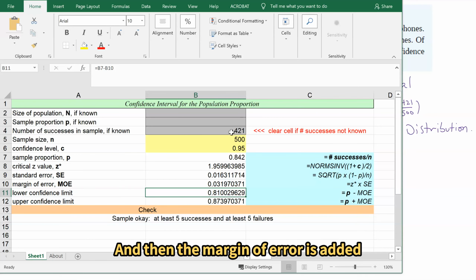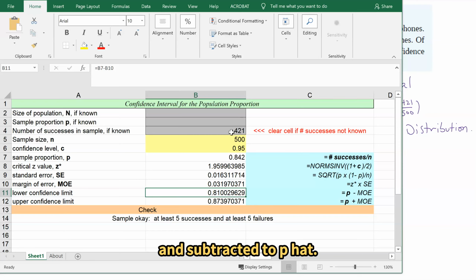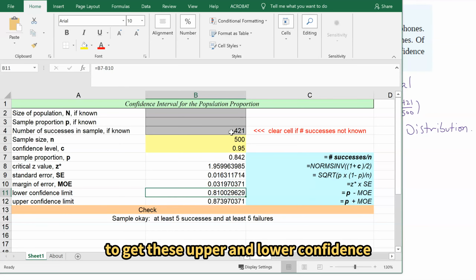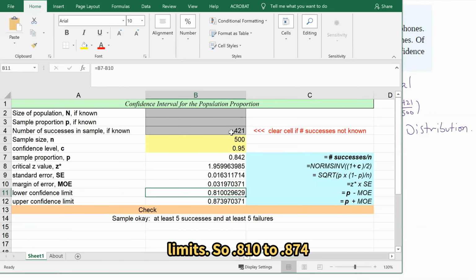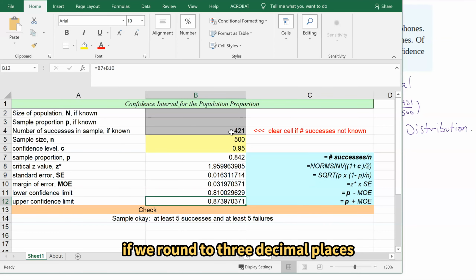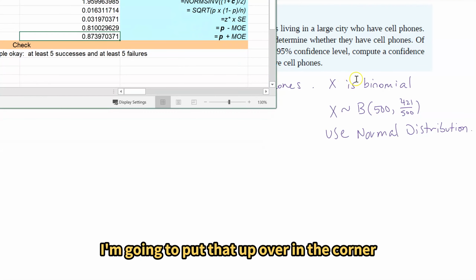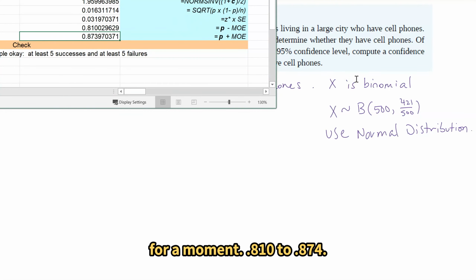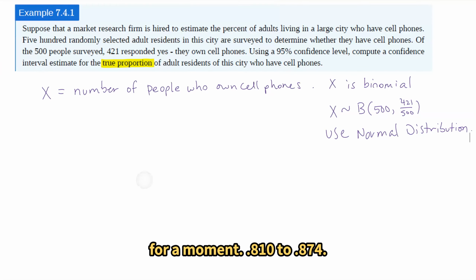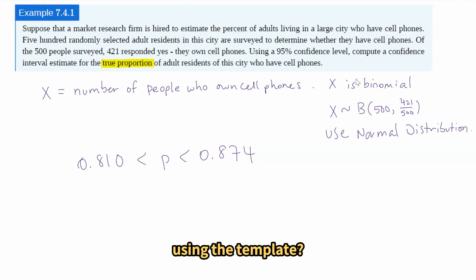And then the margin of error is added and subtracted to p hat to get these upper and lower confidence limits. So 0.810 to 0.874 if we round to 3 decimal places. And I'm going to put that up over in the corner for a moment, 0.810 to 0.874. And that's just from using the template.